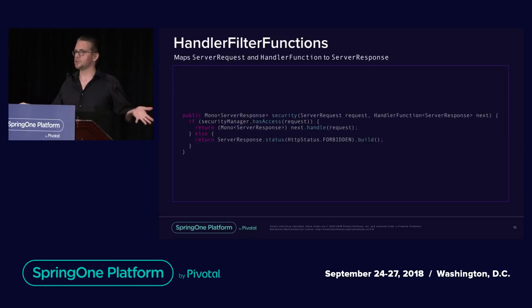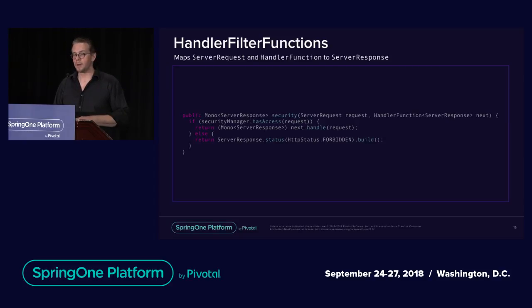Here we have a very simple security filter. You can see that this method fulfills the contract of handler filter function. It takes a request and a handler function and it returns a mono response. Then I have some silly security manager which just checks the request if I have access. And if it does, then I say, okay, now I'm going to the next item in the chain. That's the next handler. Typically that will be the handler method that actually resolves the request, but it could also be another filter. There's no reason why you cannot have multiple filters. And these filters are really useful for cross-cutting concerns, things like security, logging, maybe timing a request, stuff like that.